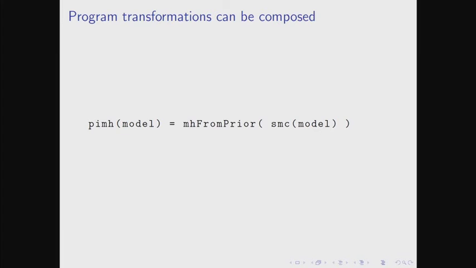And if we write an inference as a transformation like this, we can actually compose them. So this is the one that I really like. There is this algorithm called particle-independent Metropolis-Hastings, which uses SMC as a proposal distribution for a Markov chain. And actually, PIMH can be implemented exactly as a composition of SMC with Metropolis-Hastings samples from a prior. So this actually works. So that's one aspect of how we can make inference compositional by doing it as a program-to-program transformation.